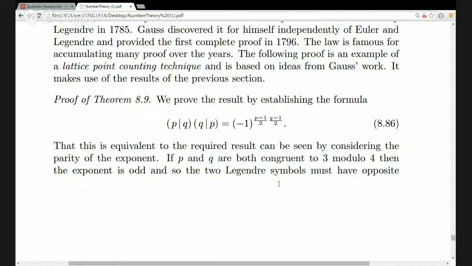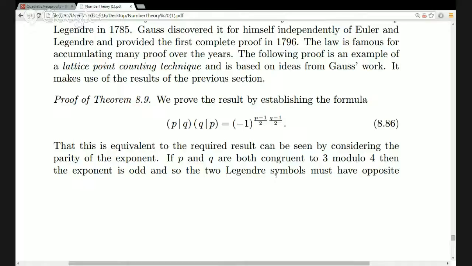In all other cases for p and q, one or both of these will be even, so it will be -1 to an even power, so it'll be plus 1. That tells you that the two Legendre symbols multiply together to give plus 1, so they're either both plus or both minus. They have the same sign.